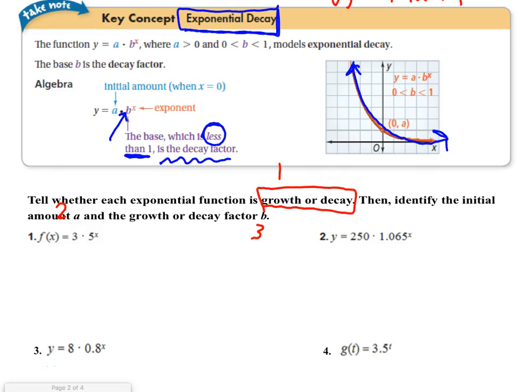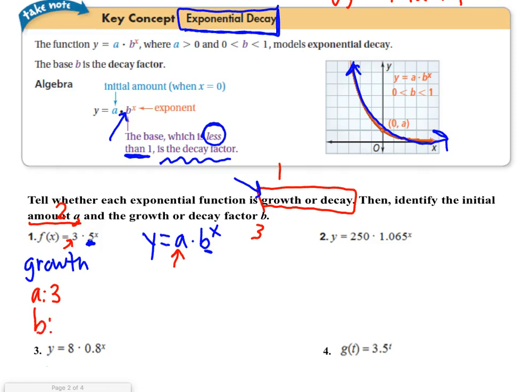So step number one on problem one, we need to decide, is it growth or decay? So remember, you need to look at your b value. Here's our generic formula. y equals a times b to the x. So here's my b in our example. Is b bigger than 1? Yes, 5 is bigger than 1. So we are growing. Growth. And then it says identify the initial amount. So what am I starting with? That's your a value. Here's our a value here. So our a value is simply 3. And what's our b value? Well, it's 5. All we did was identify. We did nothing else. Okay, I wish I could see your face to see if we get that or not.